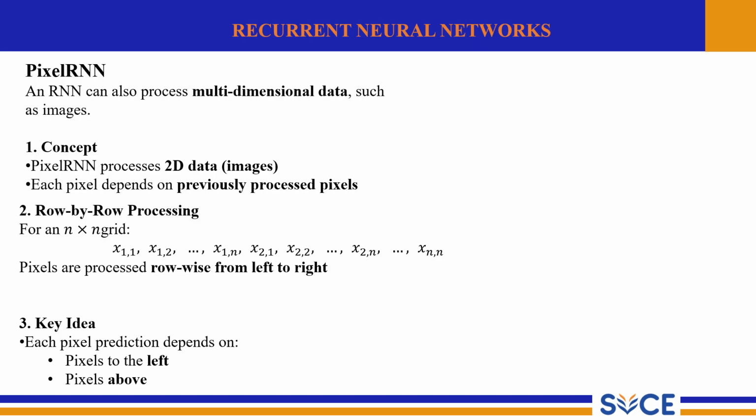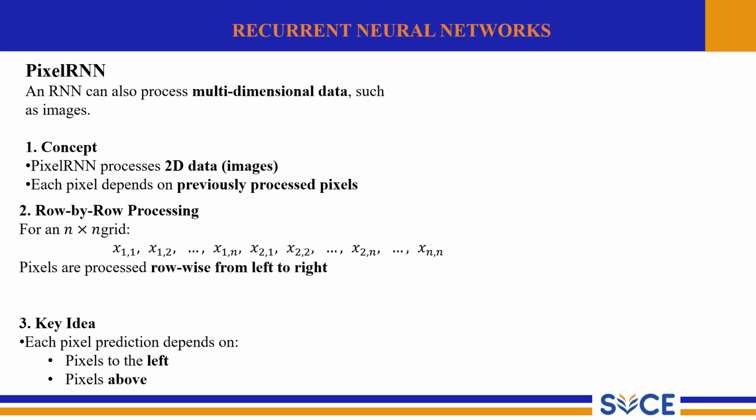Third one is dependency structure. When predicting a pixel at position i, j, the model is only allowed to use pixels to the left in the same row and pixels from the rows above. So the prediction looks like P of x_ij given all the pixels before it in raster scan order. This ensures that the model builds the image in a natural and consistent way.